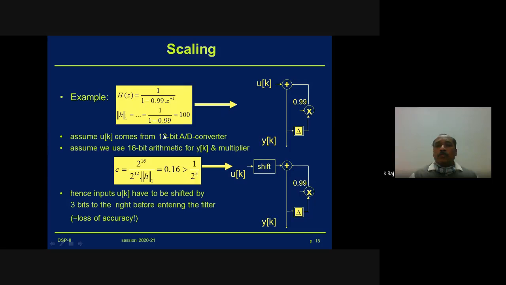If we put these values, we get C equal to 0.16, that is 1 upon 2 to the power 3. Hence, the input u(k) has to be shifted by 3 bits to the right side before entering the filter. So the scaled version of the filter will be represented in this manner: first the input will be shifted towards the right side by 3 bits, and then the filtering or processing will take place.